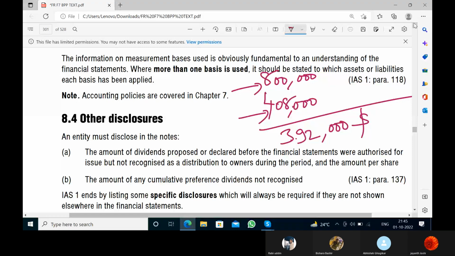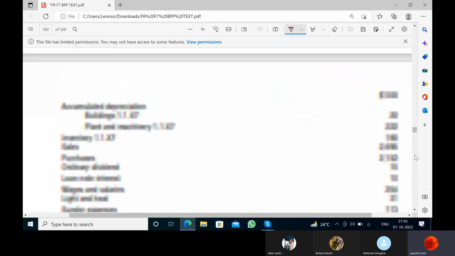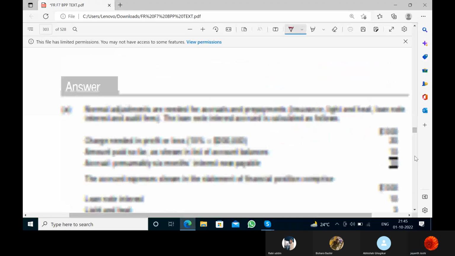Okay. Now here we are. Now let's start doing the statement of financial position. So this is what it is. Okay. Now we will start the statement of financial position. All the income statement has been done.